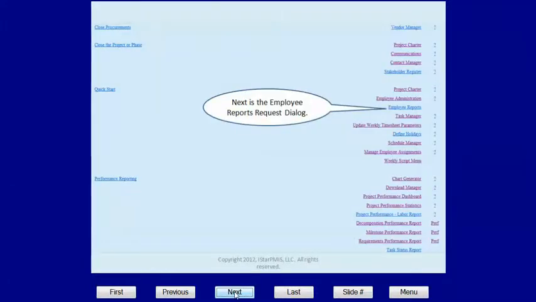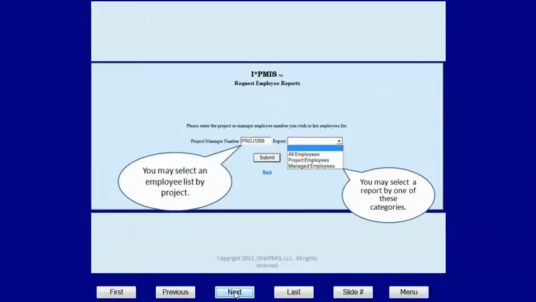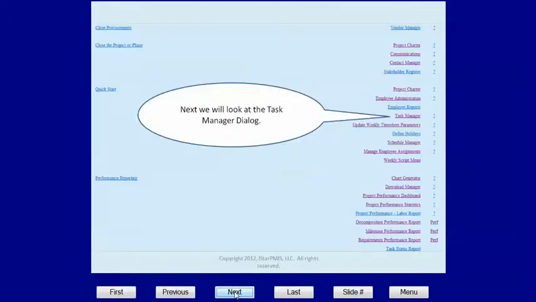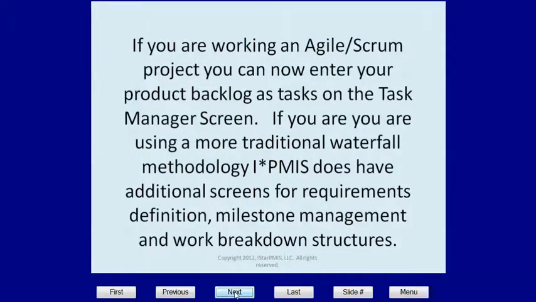Next is the employee reports dialog. We have some canned reports that you can select. Take a look at different categorizations of employees. Look at the task manager dialog. If you are working an Agile Scrum project, you can now enter your product backlog as the tasks on the task manager screen.